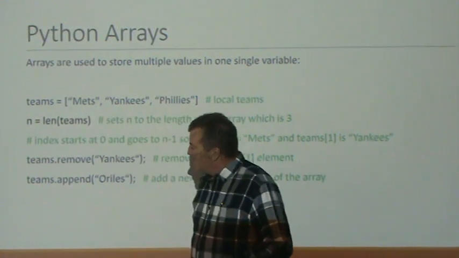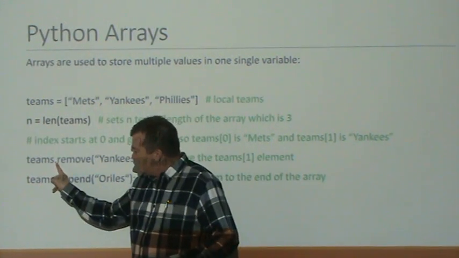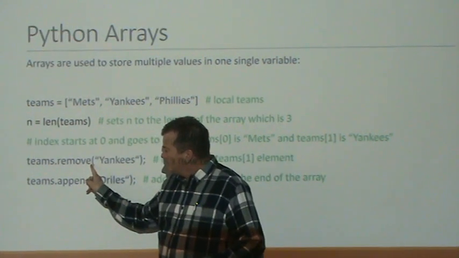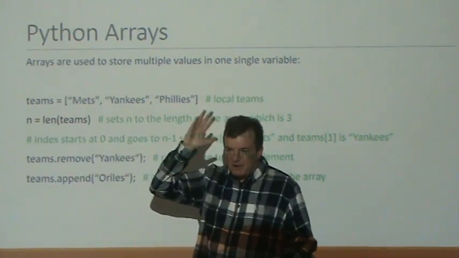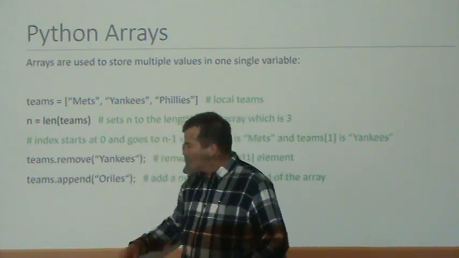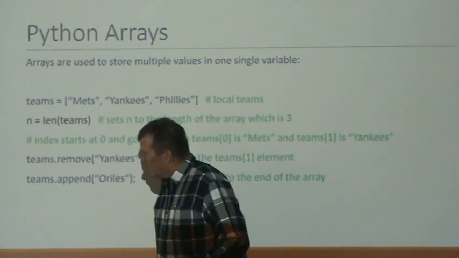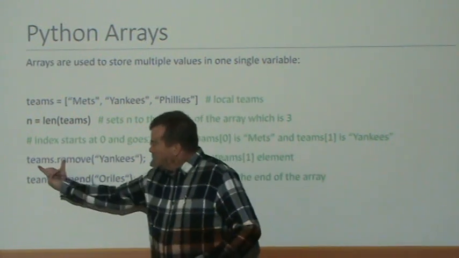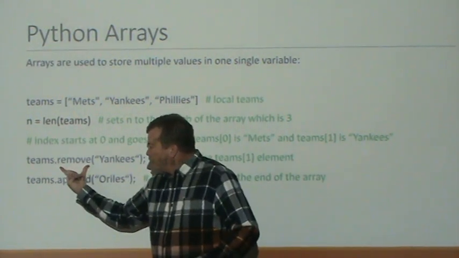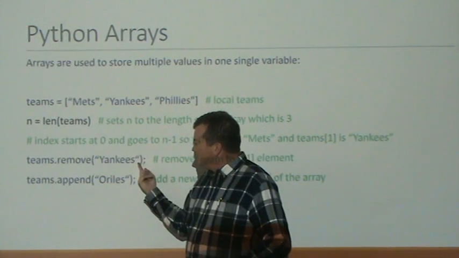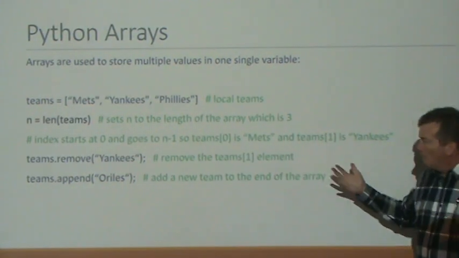So for example, if you have an array called teams, and you have the Mets, the Yankees, and the Phillies, you can say teams dot remove, and we're going to have a whole lecture on Python arrays, all the things you can do with arrays, but I just want to go over one or 2 examples now, just to get an idea of what's available to us. We could take the teams array, call remove, and remove the Yankees. So this will remove team 1 from the list.